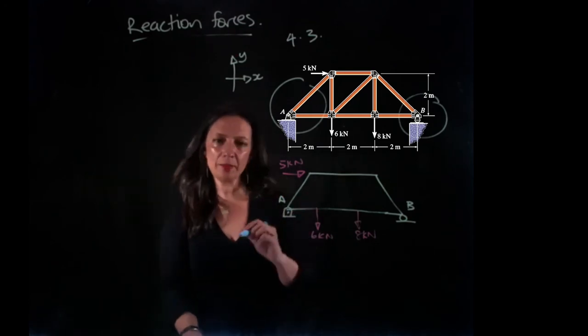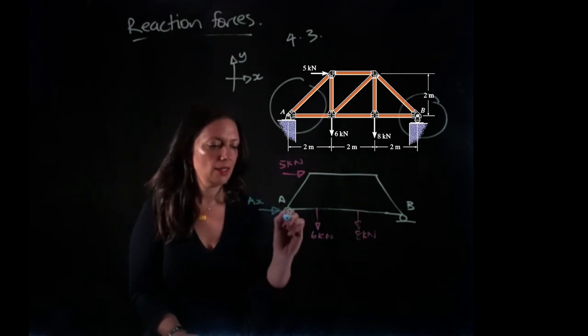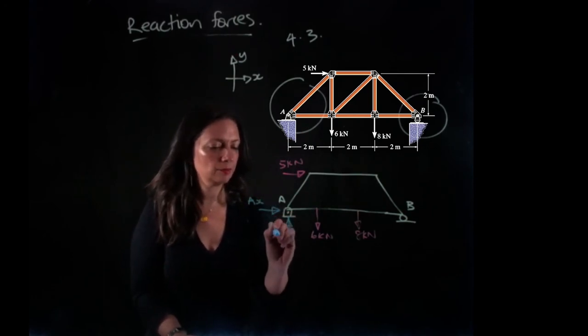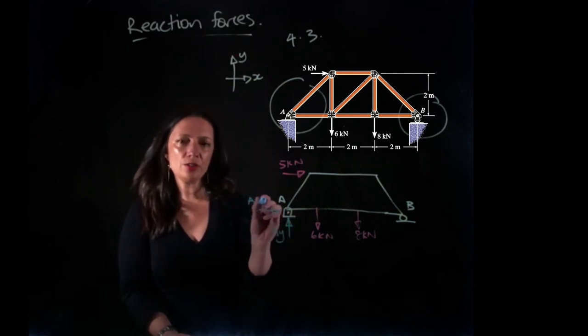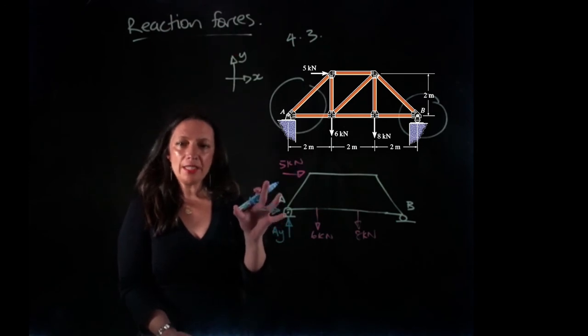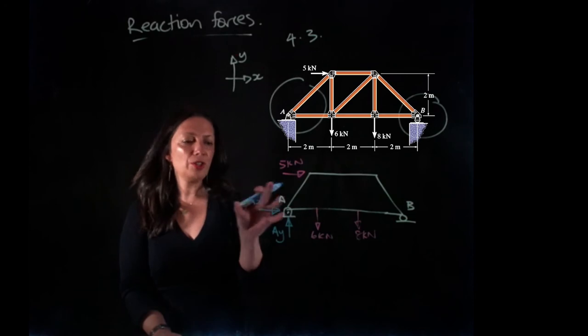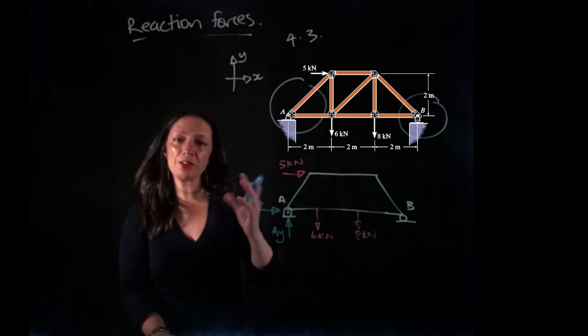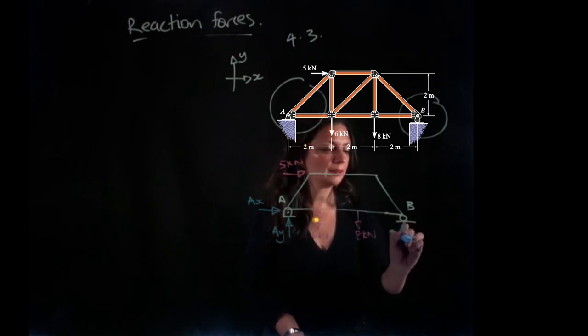So at A, at the pin, we're going to have an AX and an AY. It doesn't matter which direction you actually write your AX and your AY in. What we're interested in is the magnitude, and if the answer comes out negative, then we know that we've assigned this in the wrong direction, so we just need to change it. And same thing for BY.